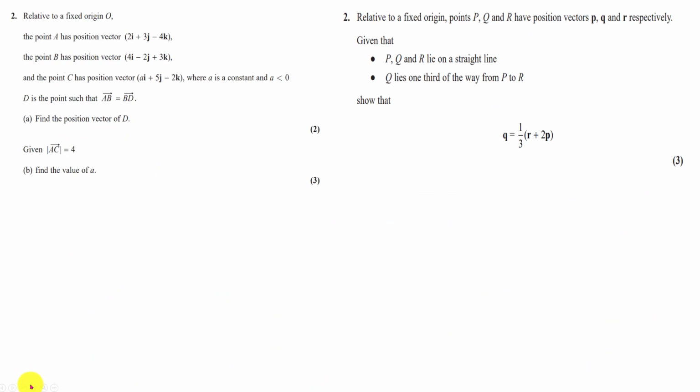Okay, so this is vectors in 3D, and A has this position vector and B has this position vector, and that's C. Now point D is a point such that AB equals BD. It says find the position vector of D. And so we've got to find out what AB is, because that equals BD.